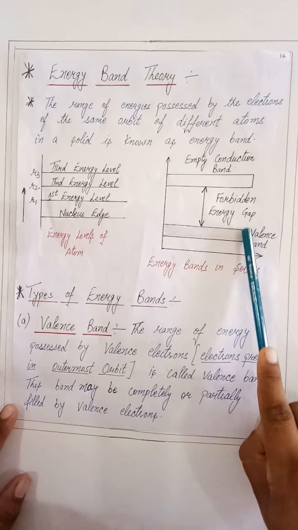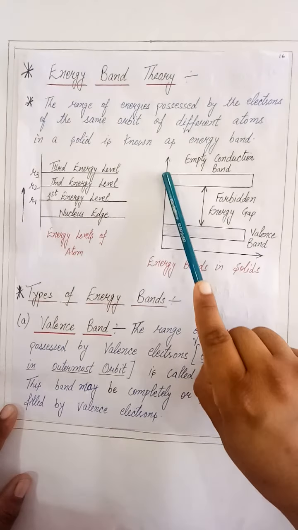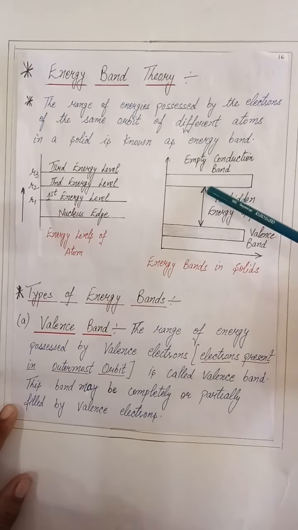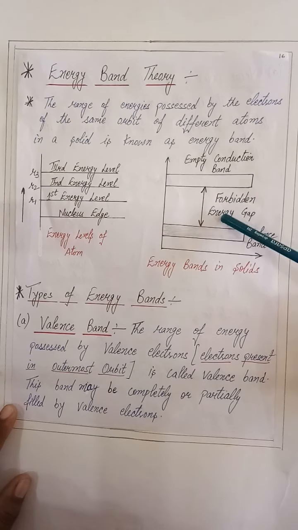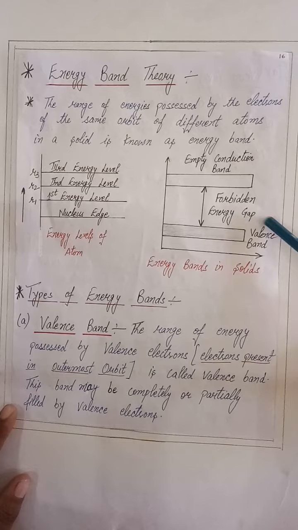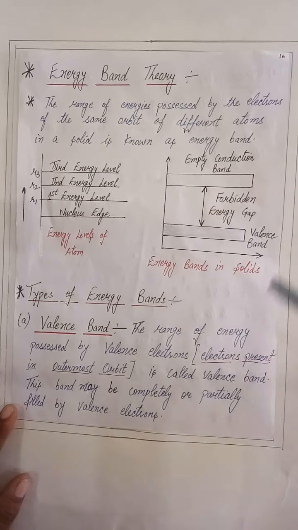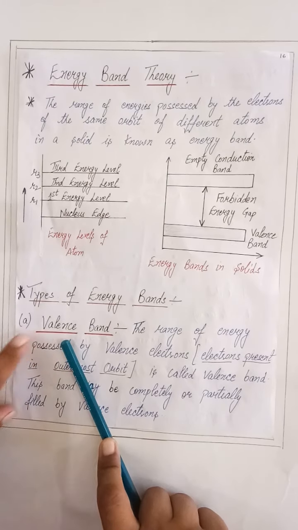First is the valence band, second is the empty conduction band, and this is the forbidden energy gap. Now we will explain each band and forbidden energy gap. First is the valence band.